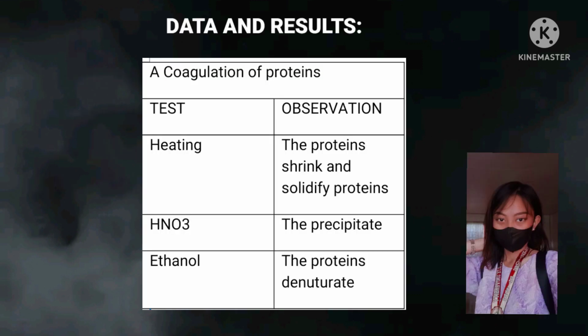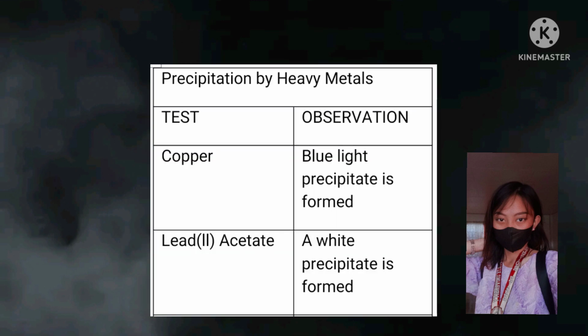The coagulation of proteins. For our samples, we have heating, HNO3, and ethanol. For our observations, with heating, the protein shrunk and solidified, while in HNO3, the protein precipitated, and in ethanol, the protein denatured.